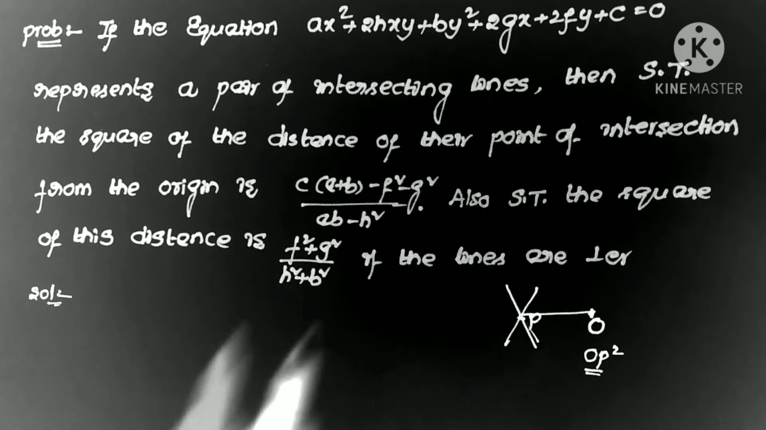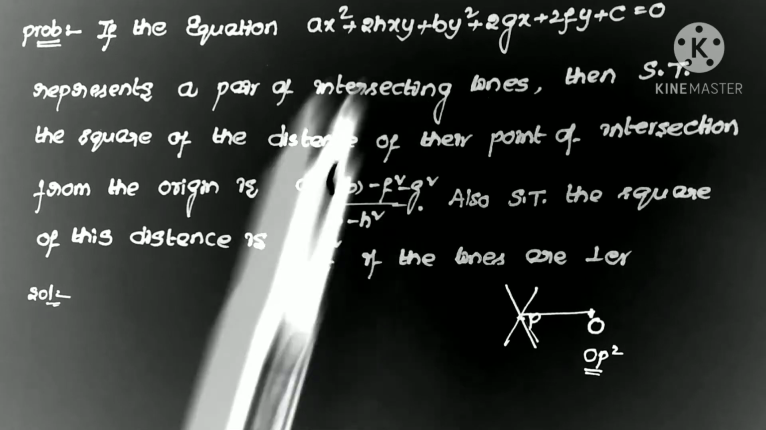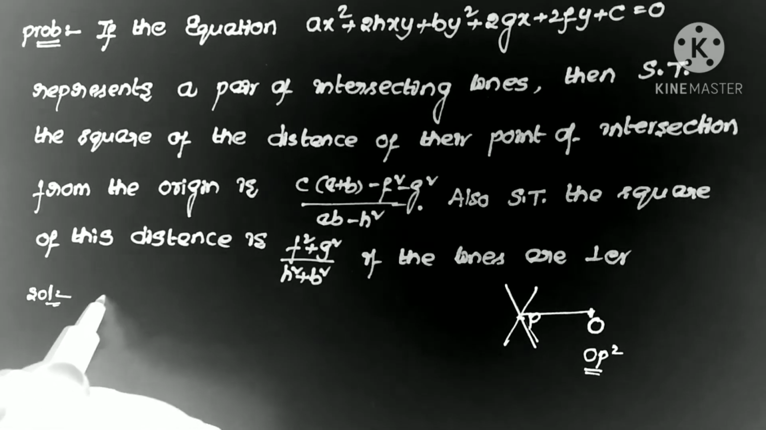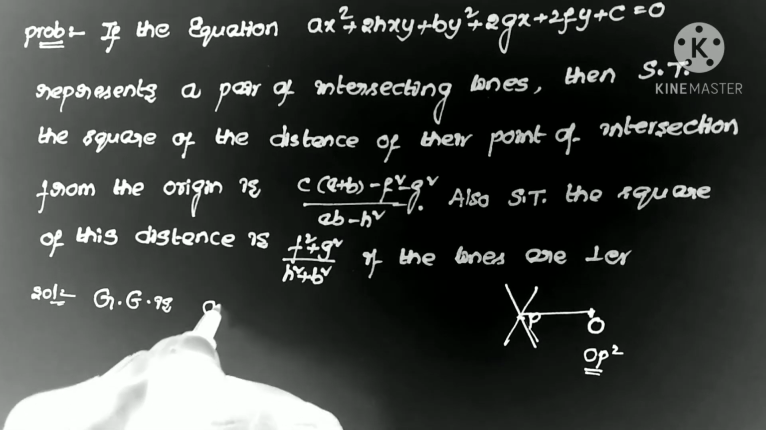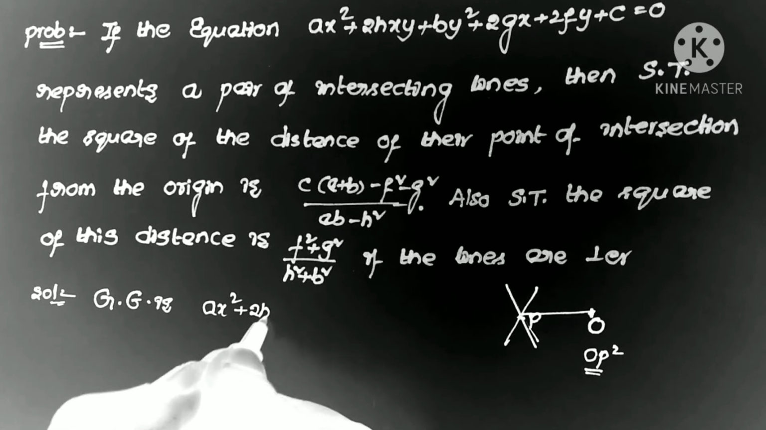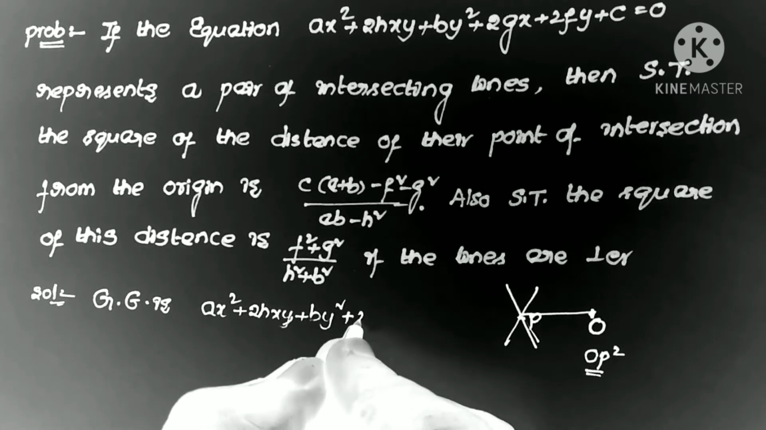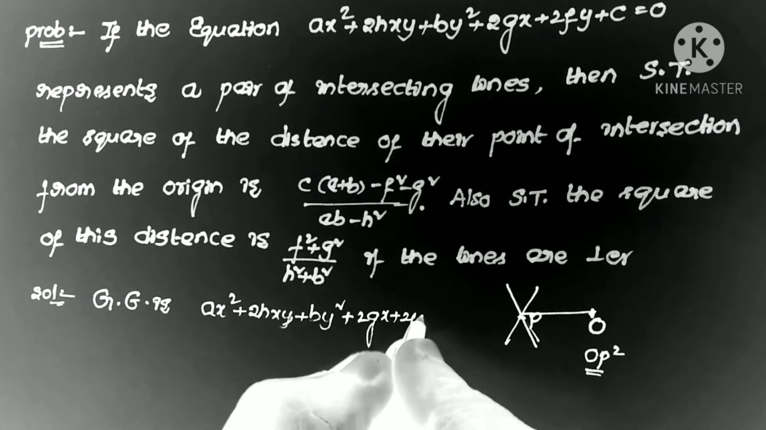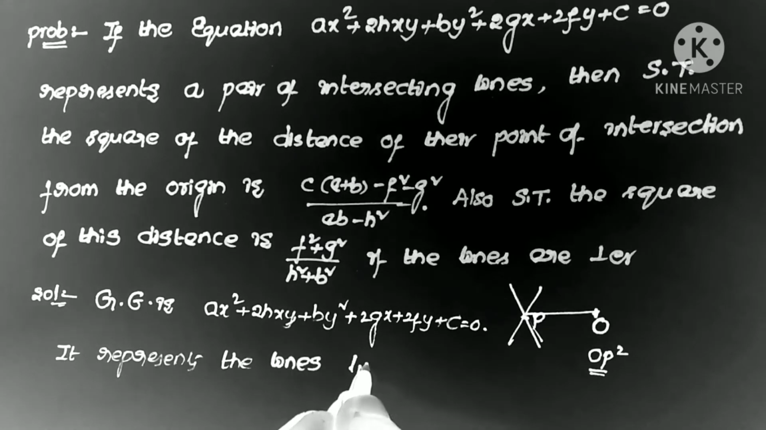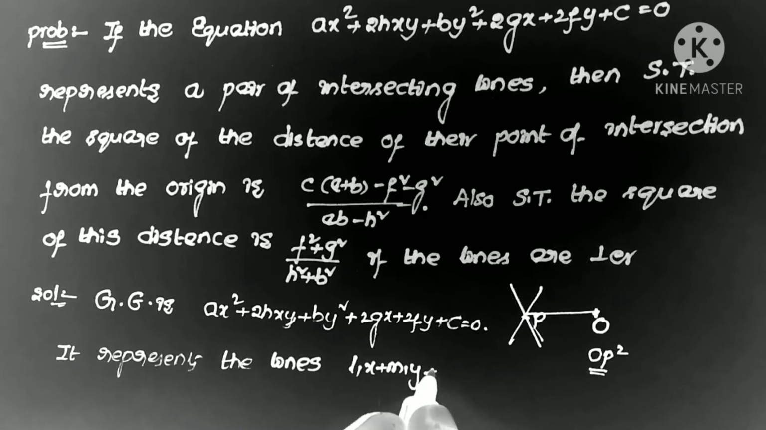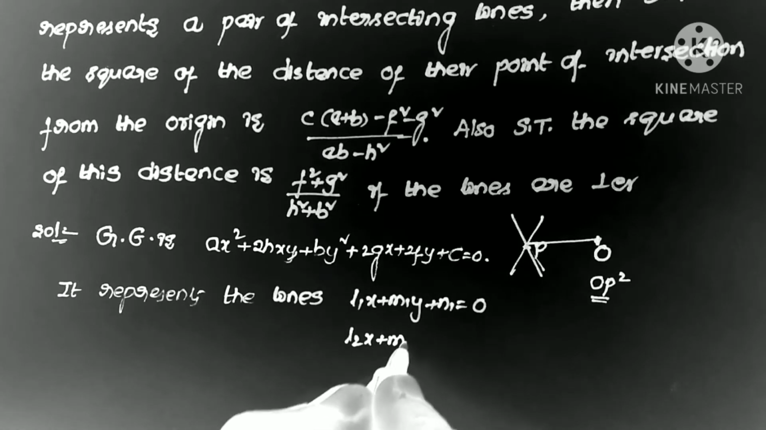First we take the lines represented by this equation, find the point of intersection, and then find the OP² value. So first I take the given equation: ax² + 2hxy + by² + 2gx + 2fy + c = 0. Now it represents the lines. The first line is L1x + M1y + N1 = 0, and the second line is L2x + M2y + N2 = 0.